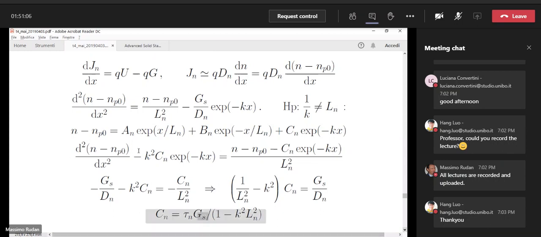So the continuity equation for the minority carriers in the P region, that is the upper part of the device, is in steady state the derivative of Jn equal to Qu minus Qg. So the new thing is minus Qg. We keep the assumption that the contribution to the minority current is essentially diffusive. So Jn is practically equal to the diffusive part, Qdn times the derivative with respect to x of n, or n minus np0.